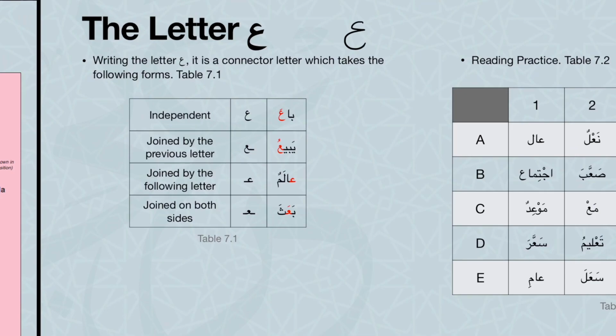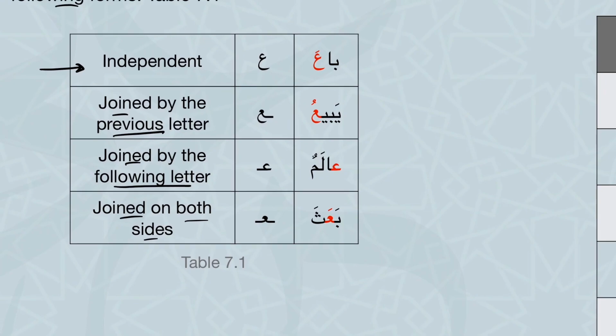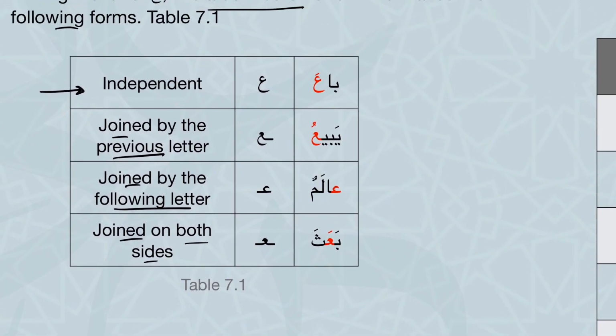Of course, the letter ayn is a connector letter, which takes the following forms, as we've learned before: the independent form, the one joined by a previous letter, the one joined by a following letter, and joined on both sides. If we look at the independent letter, I would write it like this. And how would I pronounce this? The ba has no fatha, but it's followed by an alif, so it is basically a long vowel, fatha on the ba, so it's ba'a, ba'a, ba'a.